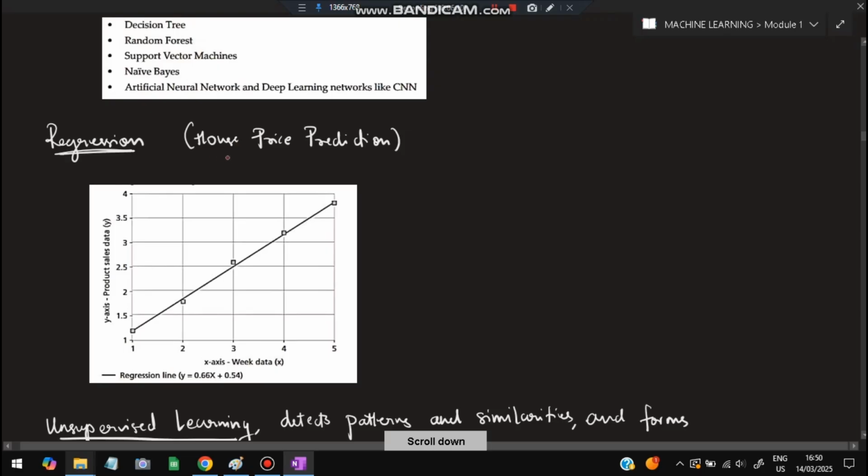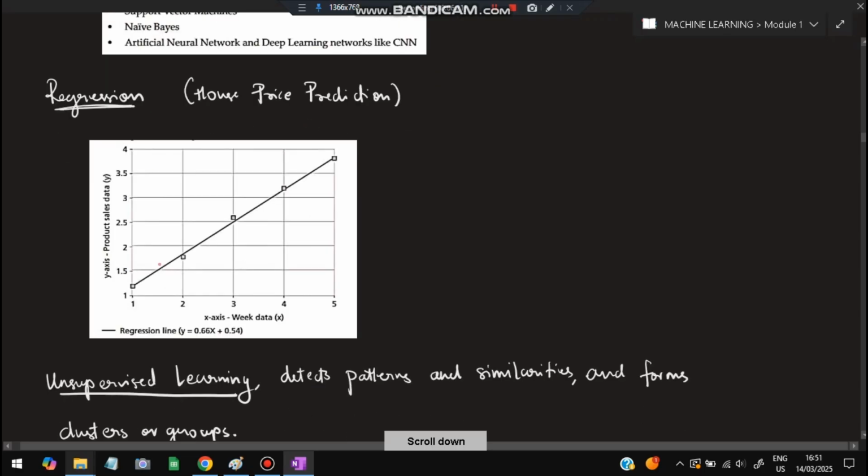And regression is like house price prediction. If the sales in the first week were this much and in the second week this much, then probably in the third week, if we extend the graph, it will be this much, and in the fourth week probably this much. So predicting future results based on the past trend is called regression. This kind of machine learning is called regression. So supervised learning is of two types: regression and classification.